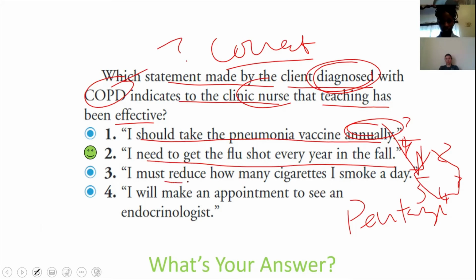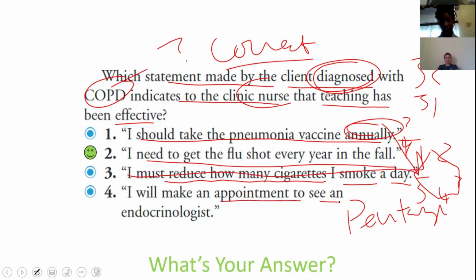True. I must reduce how many cigarettes I smoke a day. Is that effective? Reduce. Okay. How many smoking now? I don't know. 32. All right. Well, I'm going to go to 31. That should be helpful. Well, no. I mean, that's not really going to be too effective, right? I mean, you should stop smoking altogether. So let's get rid of that.